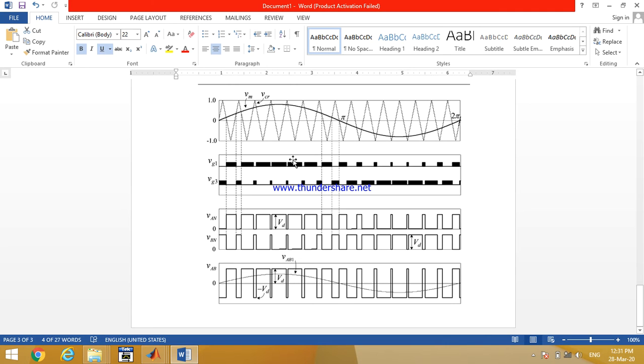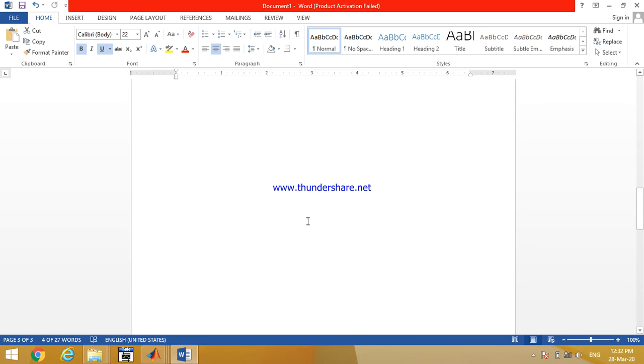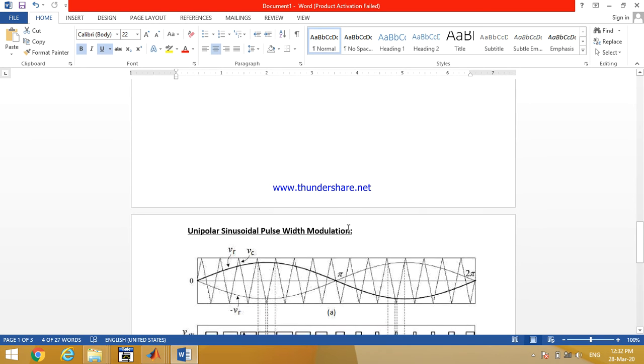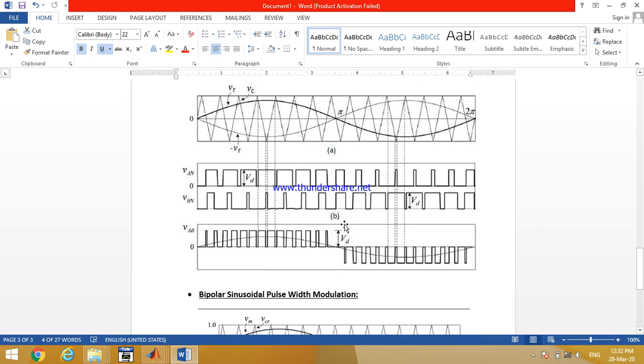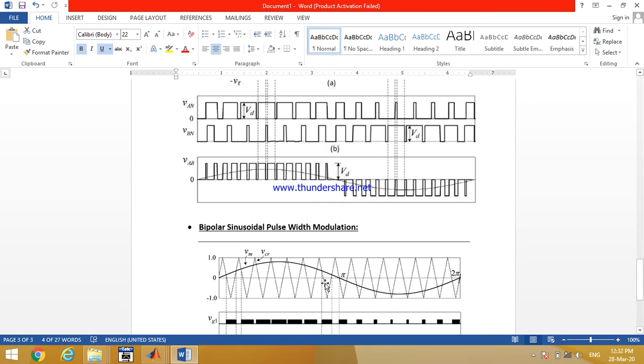These are the 2 pulses that have been generated by comparing these 2 waveforms. This is the pulse train 1, and this is the NOT of that pulse train, right? So these pulses are to be given to the switch 1 and switch 2, right? The NOT of the switch 1 is given to the switch 4, and the NOT of the switch 2 is given to the switch number 3, right? In that case, we will get this kind of output voltage waveform, the phase output voltage waveform.